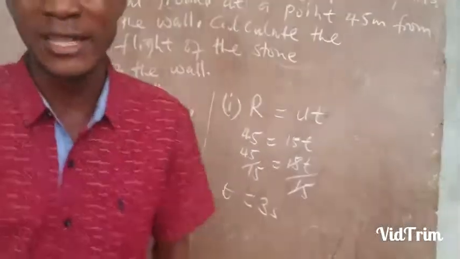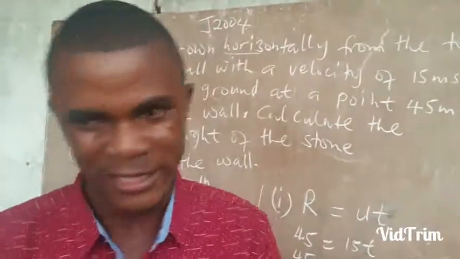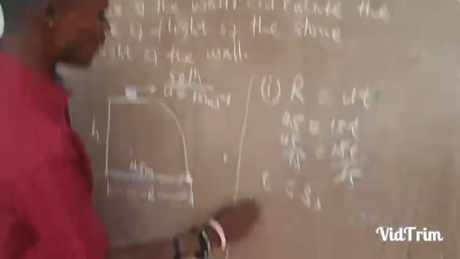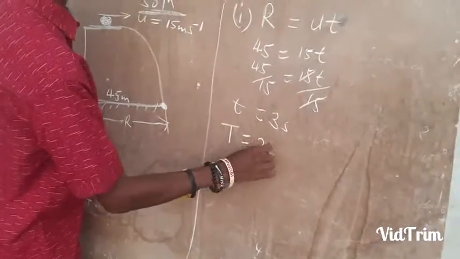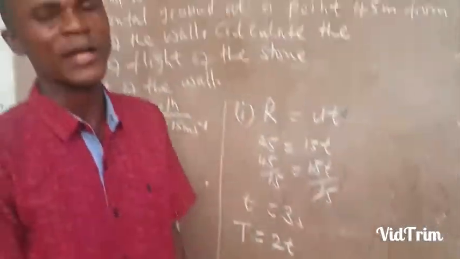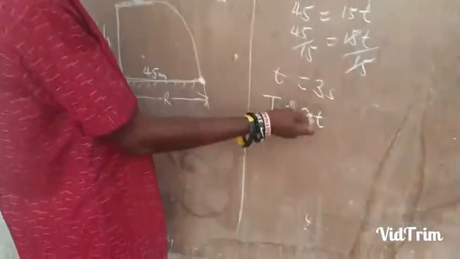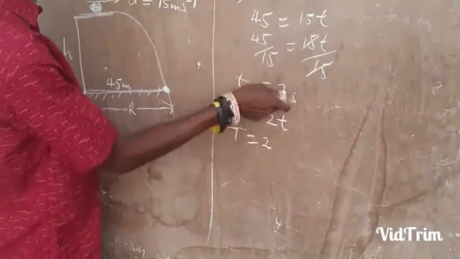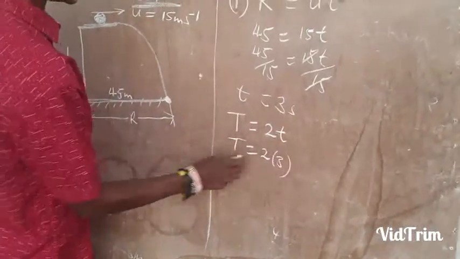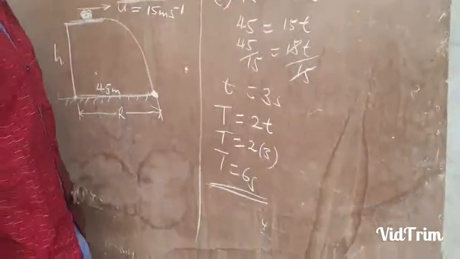But the question is asking for the time of flight, and the time of flight is 2 times small t. So the time of flight is represented by capital T, and that is given by the formula 2 times small t. Recall the equations I derived: capital T is 2 times small t. Small t is what we have got as 3 here. 2 times 3, capital T becomes 6 seconds. You have answered the first part of the question.